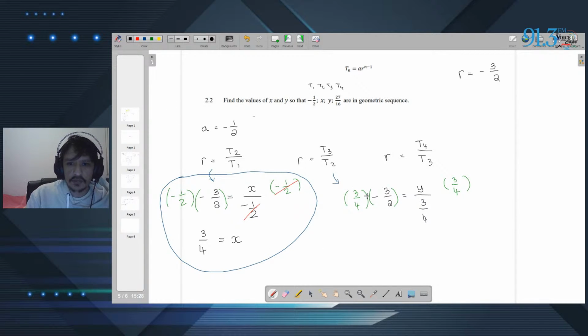Now let's see what happens. So the 3 over 4s cancel, easy as that. And 3 over 4 times negative 3 over 4 is basically negative 9 over 8 is equal to y. And those should be our two values, 3 over 4 and negative 9 over 8. Let's see if we are correct. Let's check the memo.